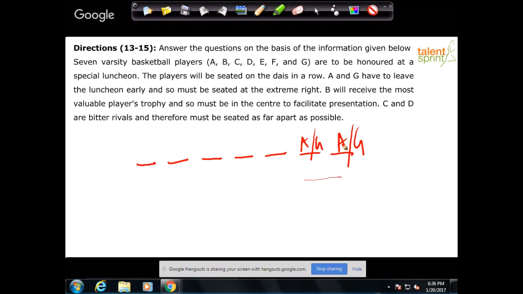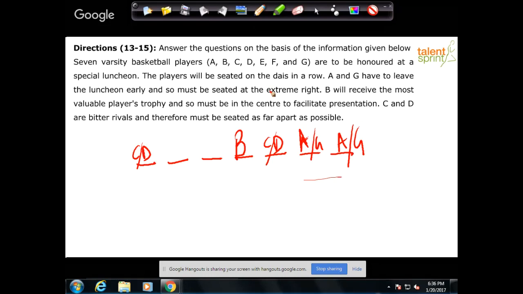B, who is receiving the valuable players trophy, has to be seated in the center. Therefore, this is the center, this is where B will sit. They tell us that C and D have to be as far as possible from each other, which means C and D will either be here or here. Hope this diagram is really simple to all of you. I hope all of you have understood this really simple diagram.